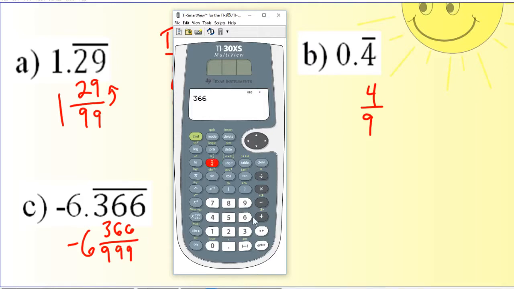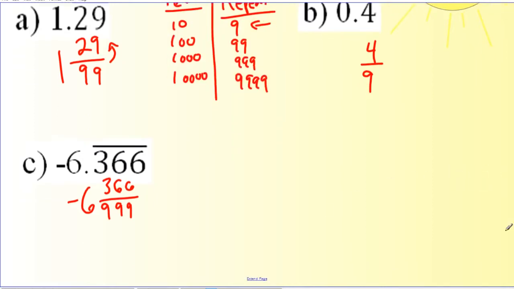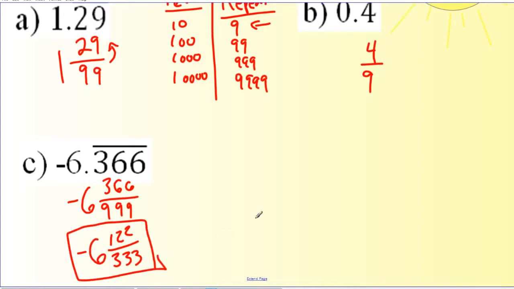366 over 999 equals 122 over 333. And that 6 is a little bit tiny for me. So I guess that's technically the better answer.